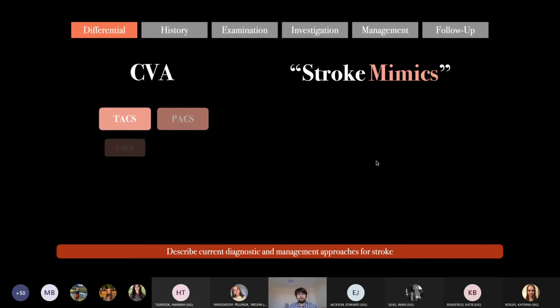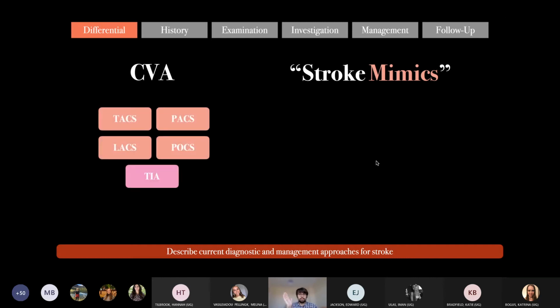Okay, so CVA, we've already described that as being a TAX, PAX, LAX, or a POX. It could also be something called a TIA, transient ischemic attack. Transient meaning it's a short-term thing. And a TIA is a TAX, PAX, LAX, or POX that fully resolves within 24 hours. Okay? It's what they used to call a mini stroke.